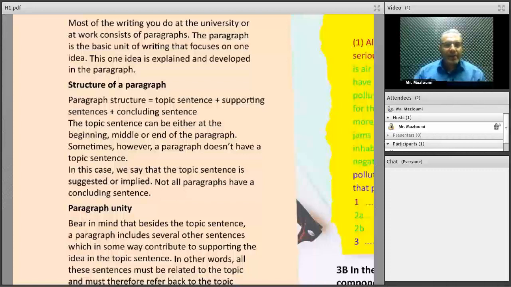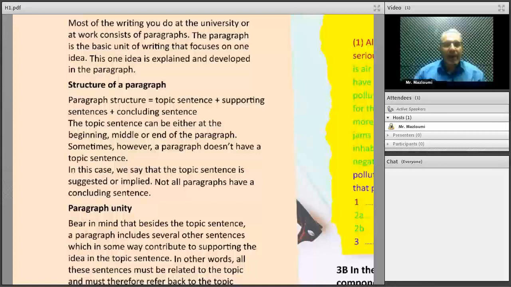The topic sentence can be either at the beginning, middle, or end of the paragraph. Sometimes, however, a paragraph doesn't have a topic sentence. In this case, we say that the topic sentence is suggested or implied. Not all paragraphs have a concluding sentence.